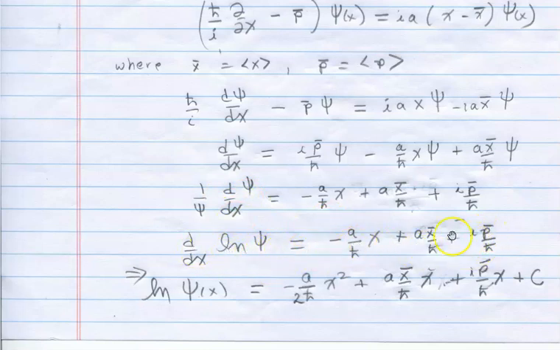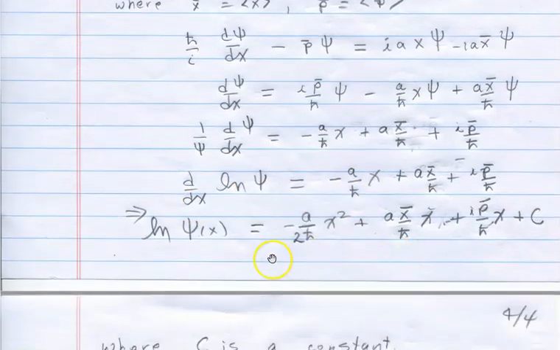Now these two are constants. These two terms, there's no x's there. This is a constant, but I've got an x here, which is the integration variable. So I just integrate both sides and introduce an integration constant. The integral of the derivative of natural log is just the natural log of psi.